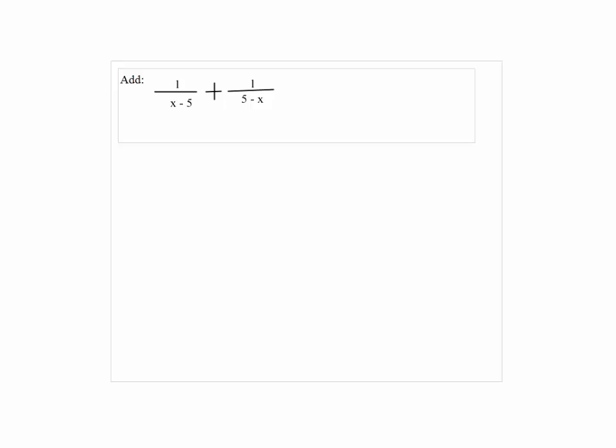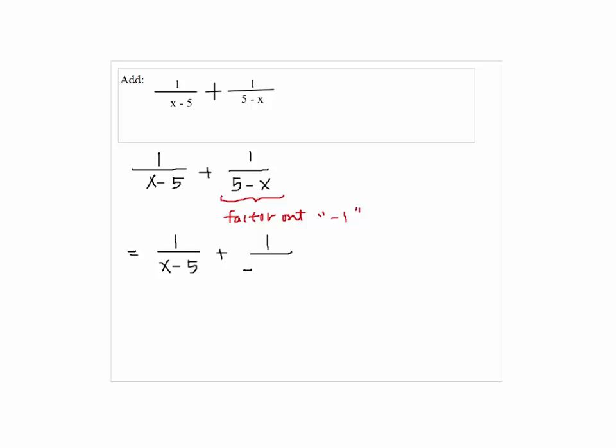Add 1 over x minus 5 plus 1 over 5 minus x. So notice that we have really similar denominators, but the signs are different. So first, we're going to take out negative 1 from 5 minus x, so we have 1 over x minus 5 plus 1 over negative x minus 5. So this is the same as 1 over x minus 5 minus 1 over x minus 5. So that will give us 0 over x minus 5. So the answer is 0.